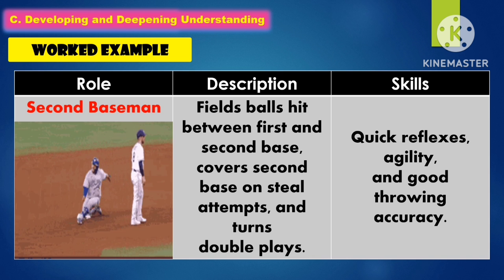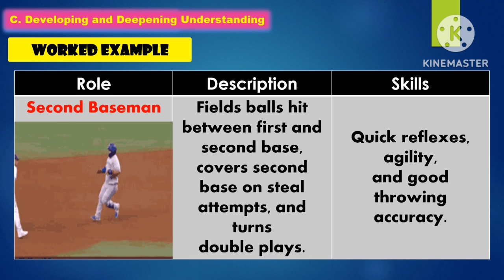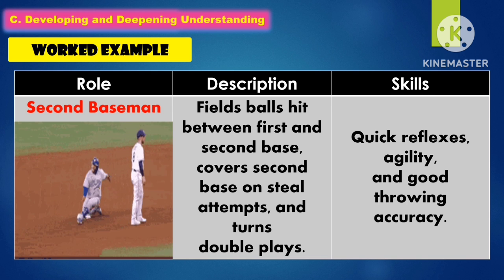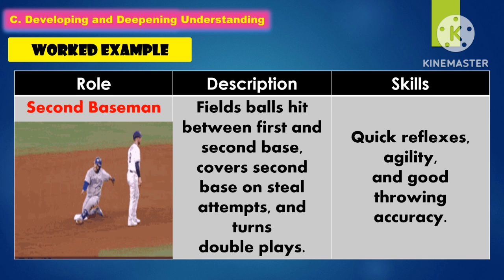Another role in softball is the second baseman. For the description, it fields balls hit between the first and the second base, covers the second base on steal attempts, and turns double plays. The skills needed are quick reflexes, agility, and good throwing accuracy.